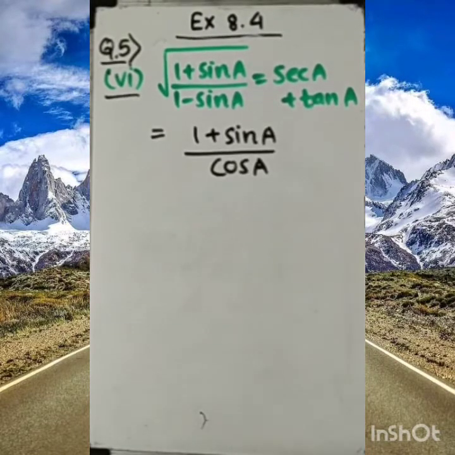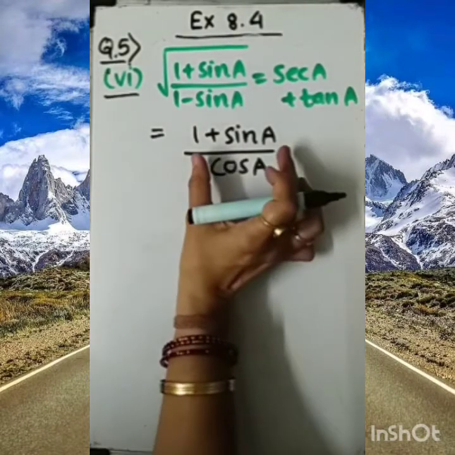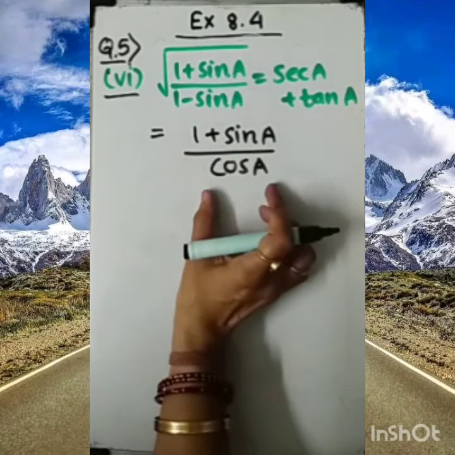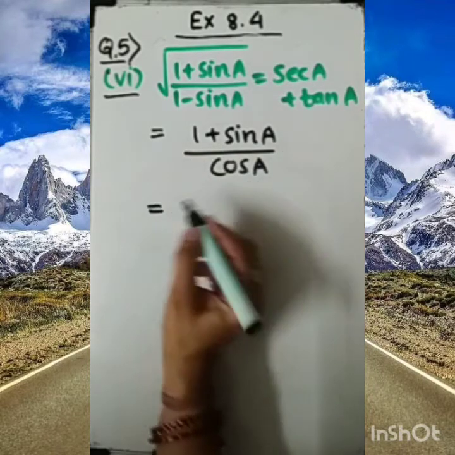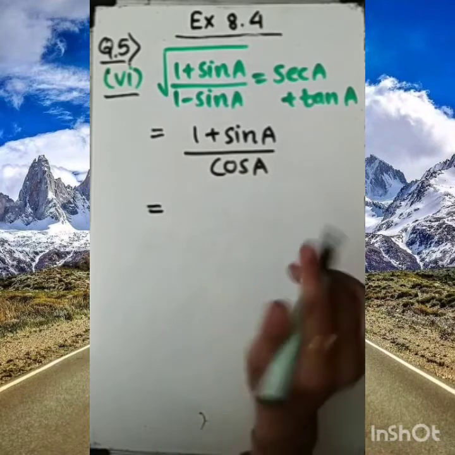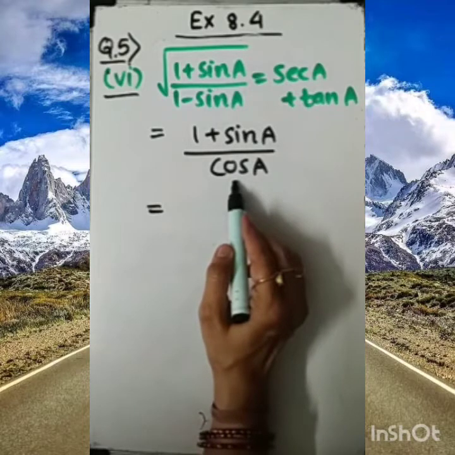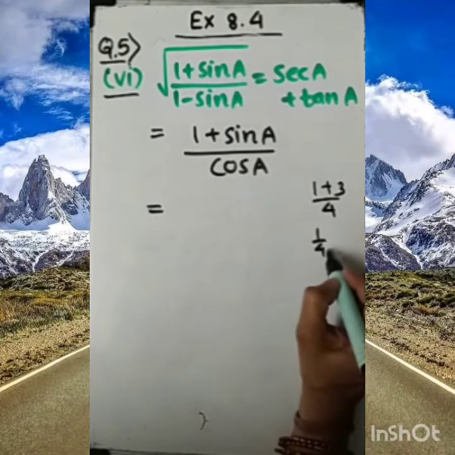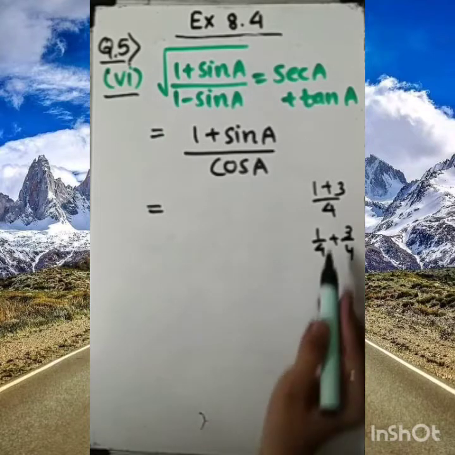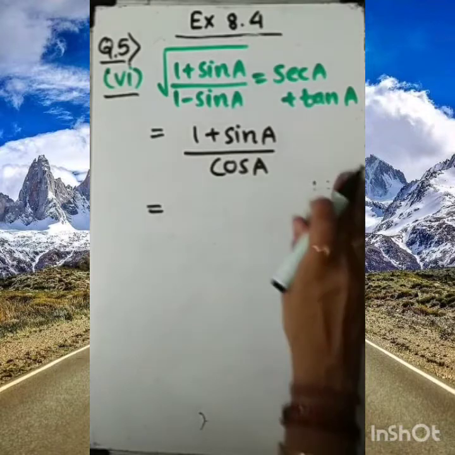So my dear student, the final step which we have gained here in the previous is (1 plus sin A) upon cos A. But we need to prove this thing. So how to proceed towards that? Very simple, dear student. As you know, the numerical term, if we are given (1 plus 3) by 4, I can separate it as 1 by 4 plus 3 by 4. I am separating the denominator. Same procedure here I am going to apply for this.